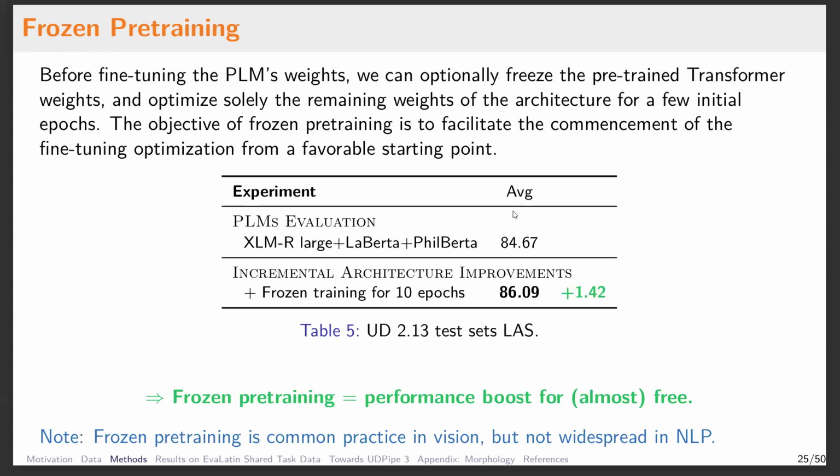It really helped a lot. We were very surprised. We did frozen pre-training for 10 epochs, and it gave us 1.5 points in LAS score for basically no cost. I mean, no cost in capacity, in GPU memory, nothing, just 10 frozen pre-training epochs. So this is common practice in vision, where they do this in much more sophisticated schemes than we did, but it gave us some improvements.